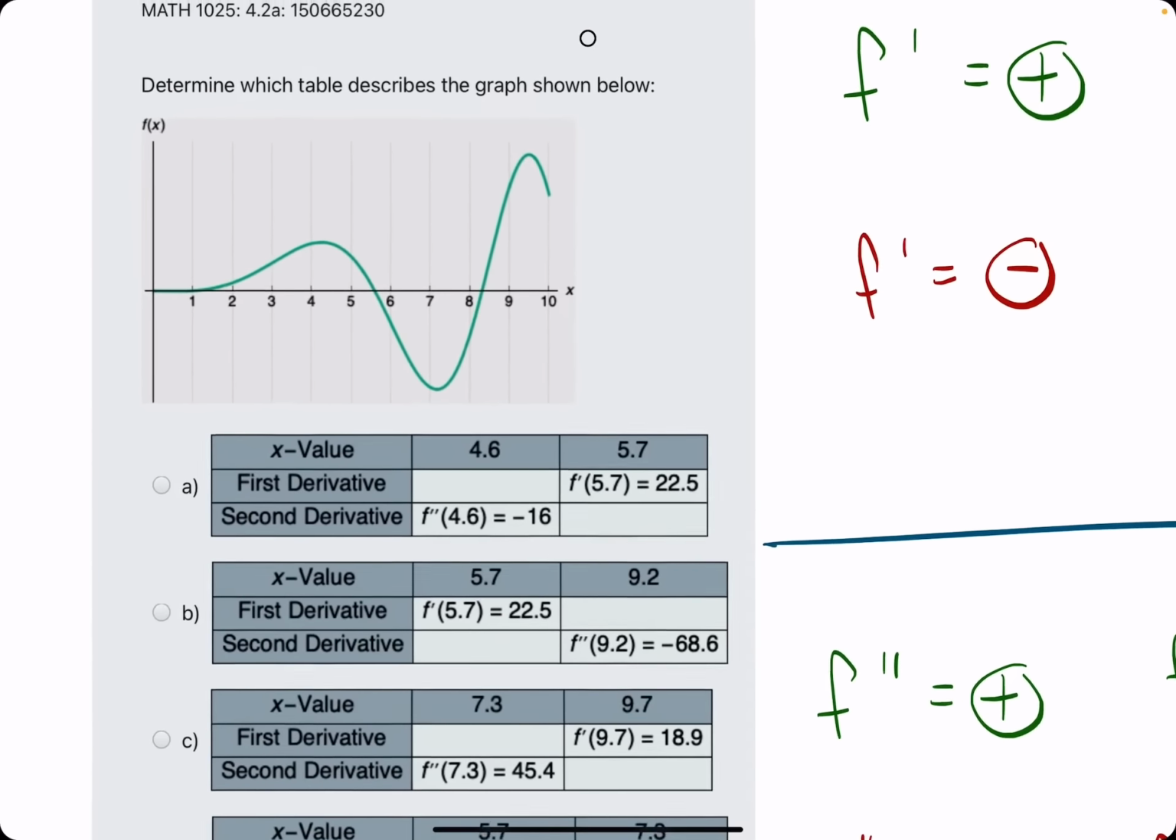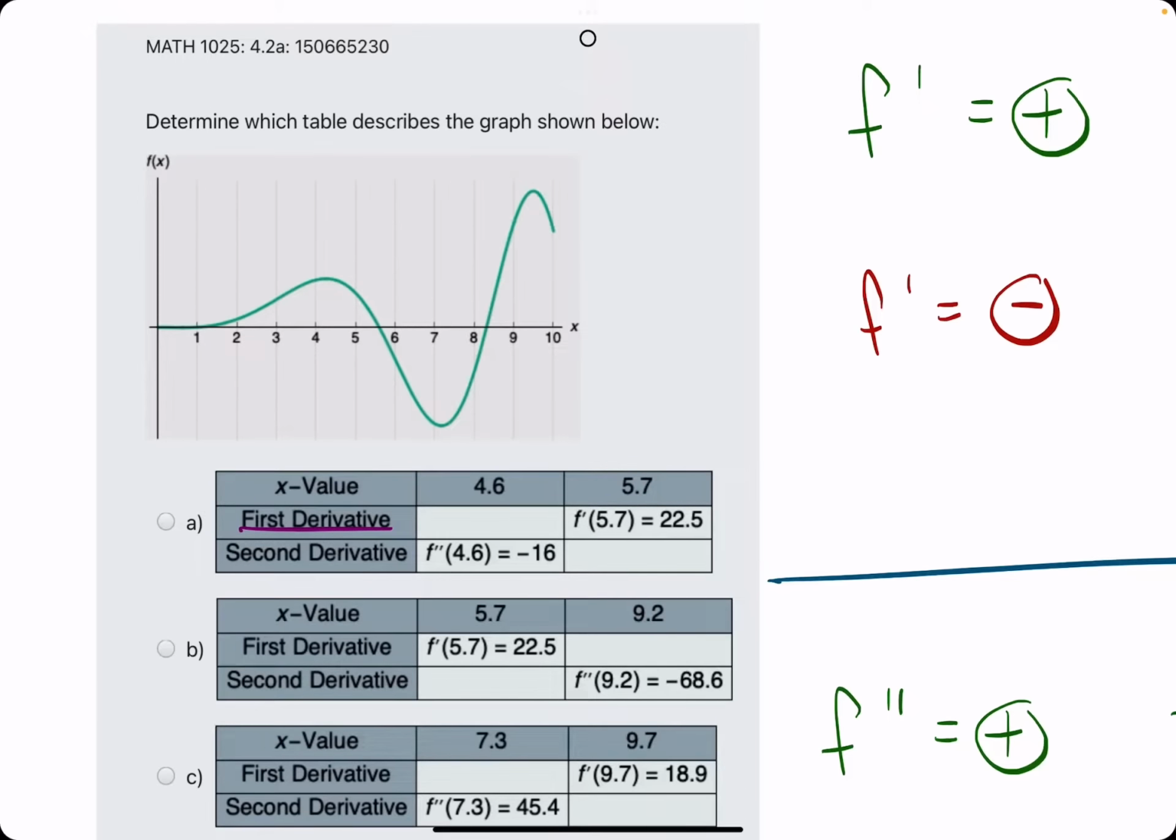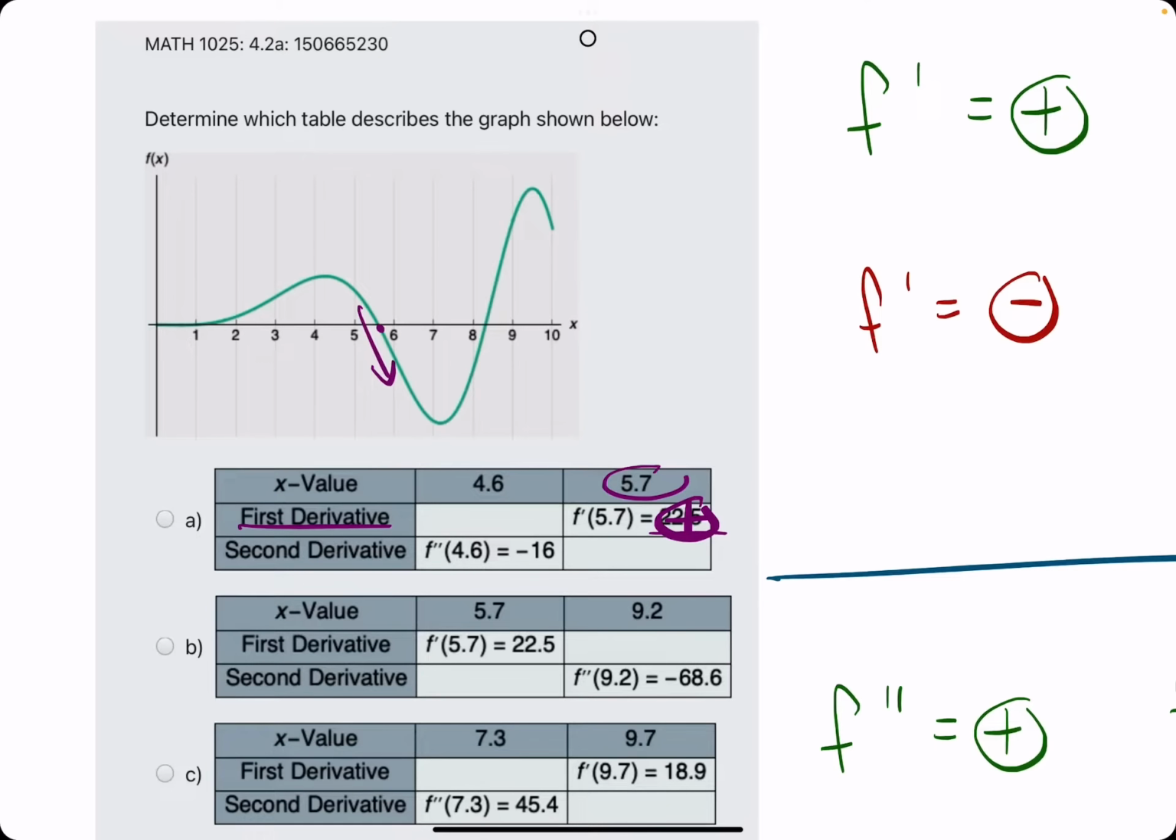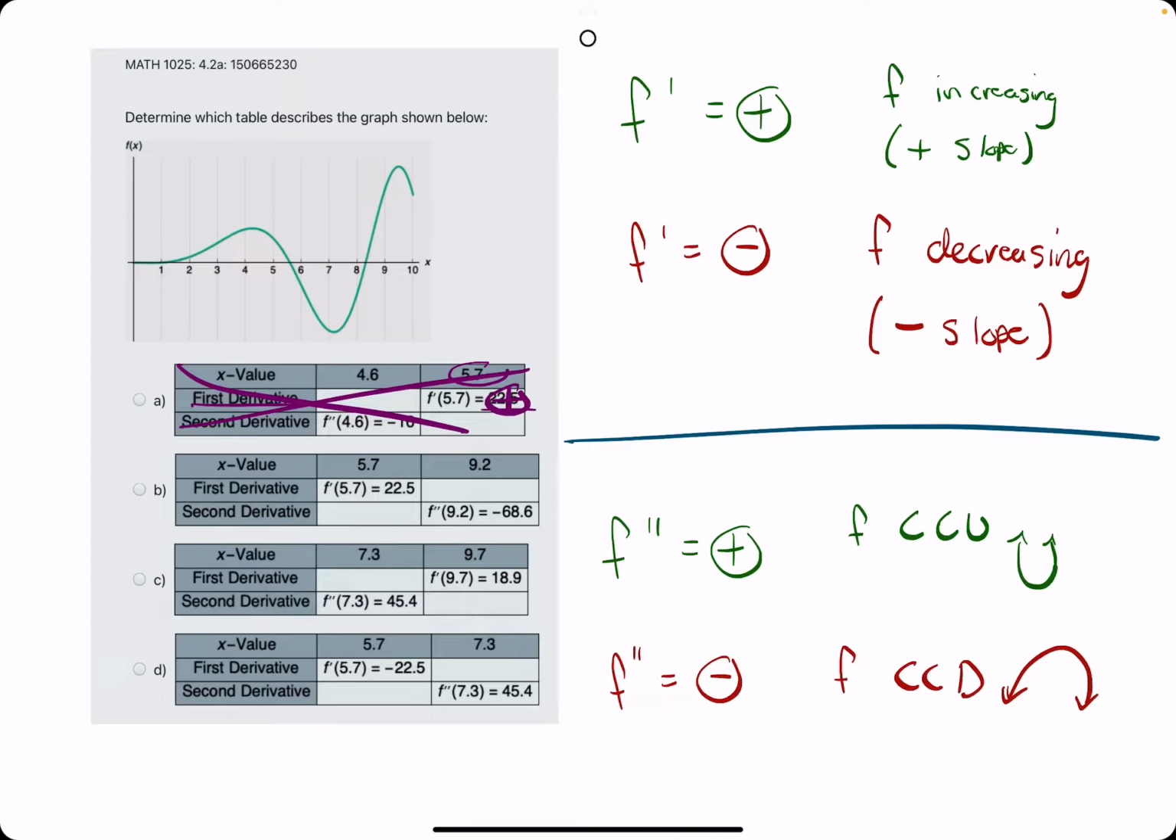So, starting with option A, they say the first derivative at 5.7 is a positive 22.5. So, just think positive f prime at 5.7 here. At 5.7, it looks like the slope is very negative, not positive. Because f prime they said was positive, this statement or this chart here is false because f has a very negative slope at 5.7. So just like that, we move on to B.